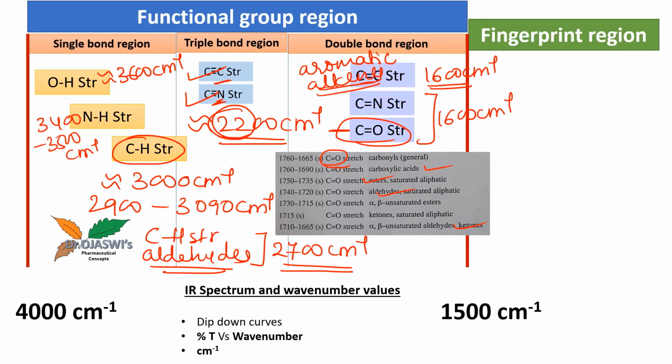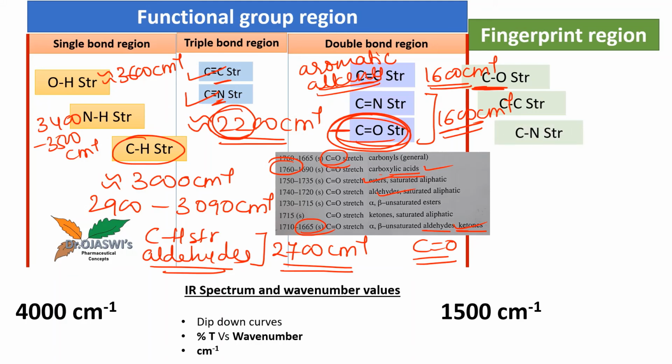We can remember here around 1760 we get the peak of C double bond O stretching from carboxylic acid, and the lowest among these is aldehydes and ketones C double bond O. Now next, example of C single bond O. See, this is C double bond O we are getting around 1600 centimeter inverse, but C single bond O stretching, and similarly C single bond C stretching and C single bond N stretching, these appear around 1100 to 1300 centimeter inverse.